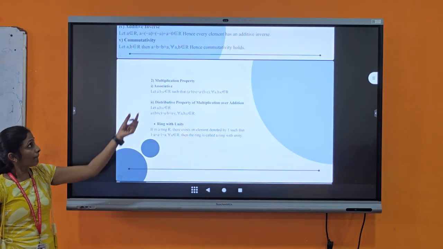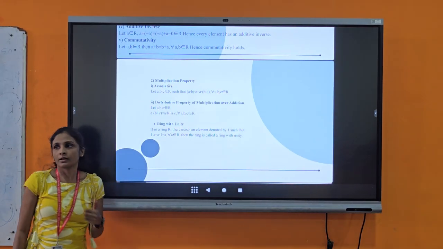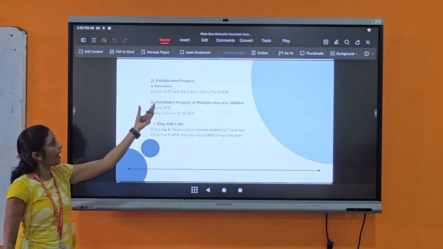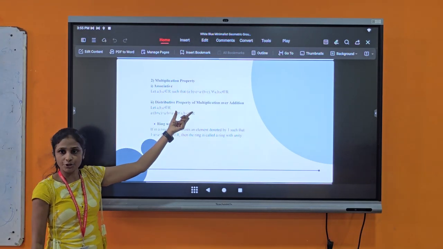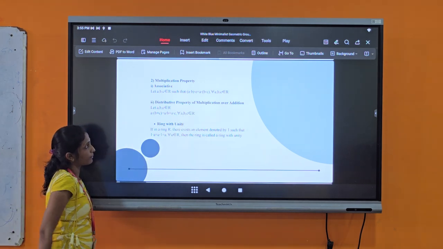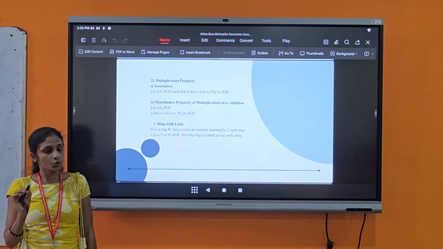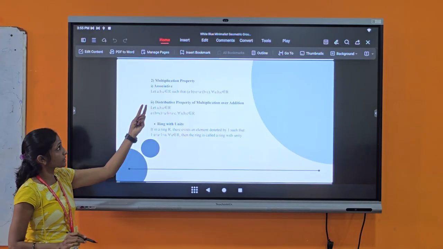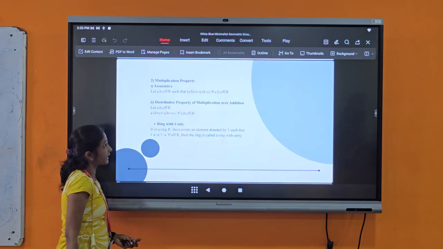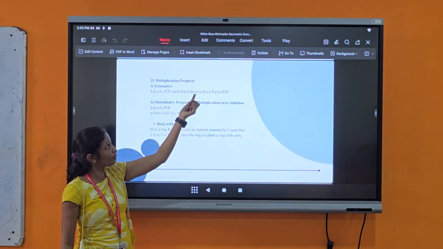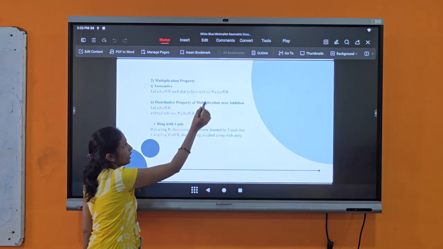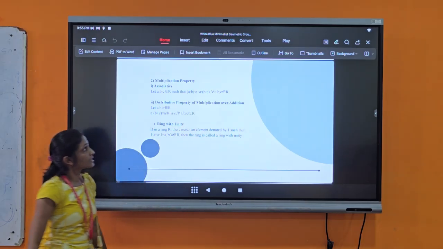Next, multiplicative properties. The first one is multiplication is associative, and the second one is the distributive property of multiplication over addition. Associativity of multiplication is similar to the associativity of addition. That means if A, B and C are elements of set R, then (A into B) into C is equal to A into (B into C) for all A, B, C belonging to set R.